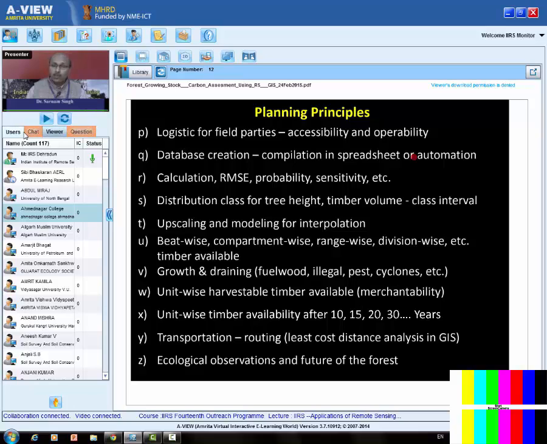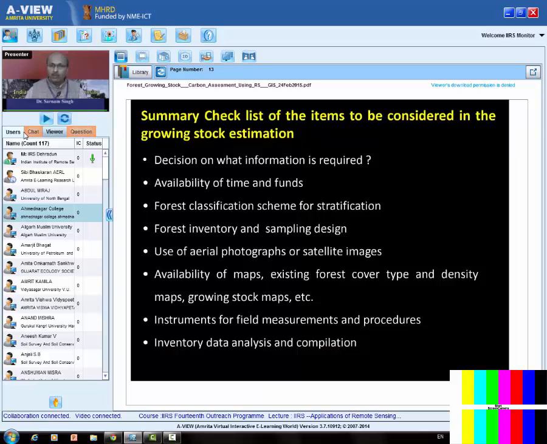That means transportation. Cutting is not that difficult, but how to transport the logs from the middle of the forest to the roadside? For that you can use GIS, you can do least cost distance analysis, and then you design a route which is least destructive, and at minimum cost you can get the logs on the road. And then of course you can design what the ecological observations and future of the forest will be, that you can also think about, because that is very important for us if I have to manage the forest in the best way.